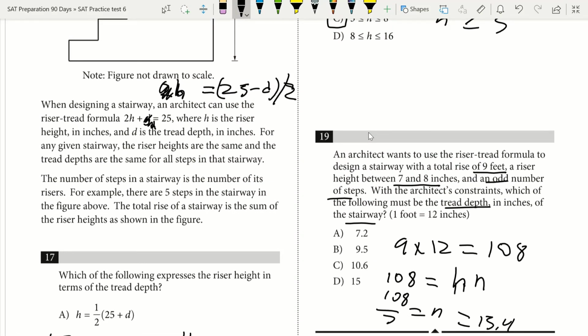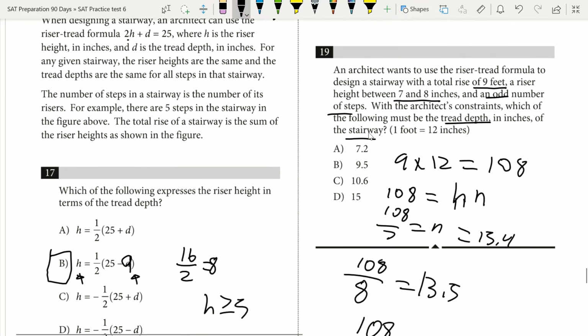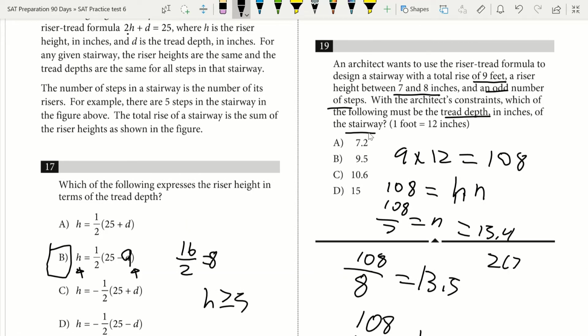We know that 2 times h plus d equals 25. So we're going to have 2 times our height of 7.2 plus d has to equal 25. So 2 times 7.2 is going to be 14.4. We have to subtract 14.4 from our 25. Now we plug that in our calculator. 25 minus 14.4 is going to leave us with 10.6 equals d. So d is going to equal 10.6. So the answer there is going to have to be C for number 19.